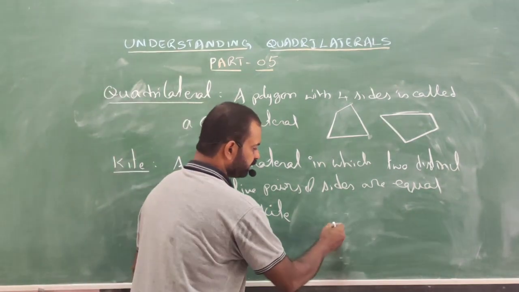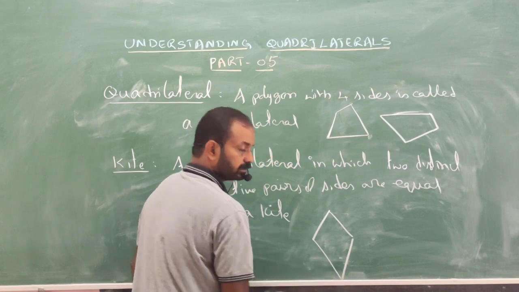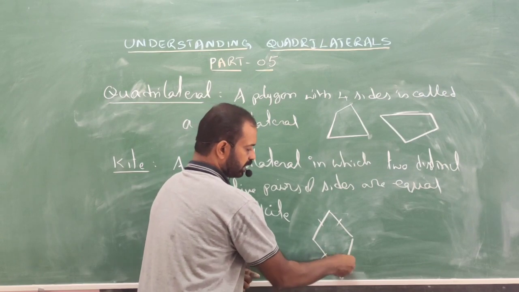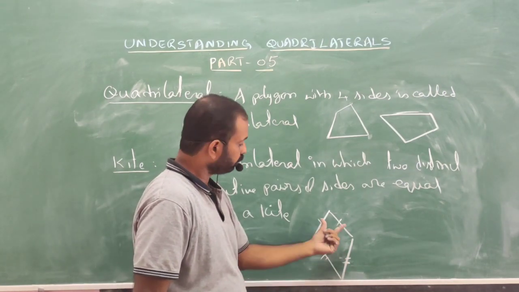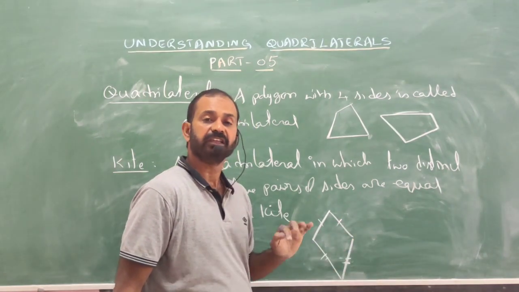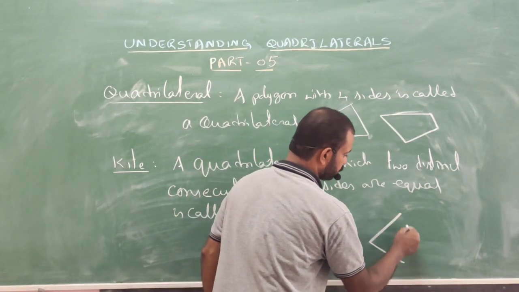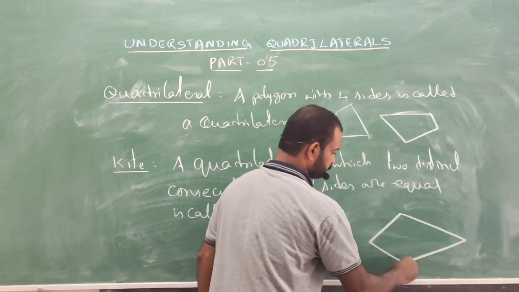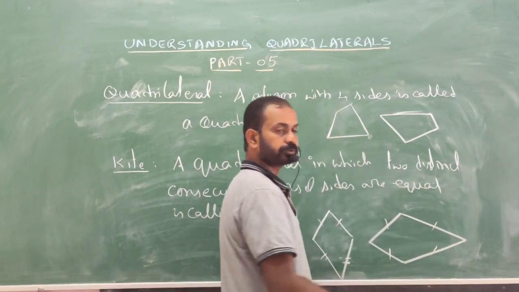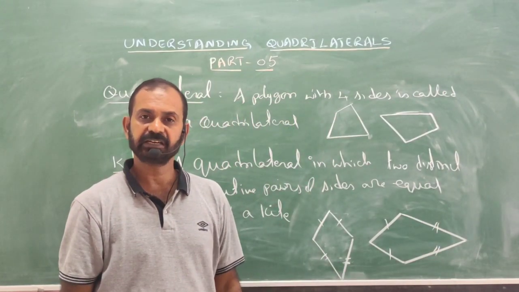Now, how will the picture be? You can draw like this. So here, these two, this is one pair, and this is another pair, two distinct pairs of consecutive sides. These two consecutive sides are equal, and these two consecutive sides are equal. I hope it is clear. Or you can draw in this pattern also. Here, these two sides are equal, and these two consecutive sides are equal. I hope it is clear to everybody.